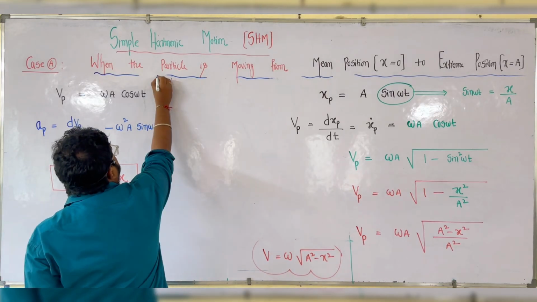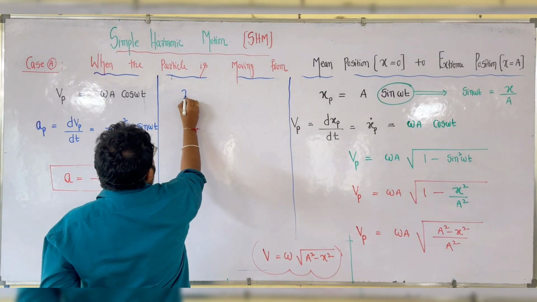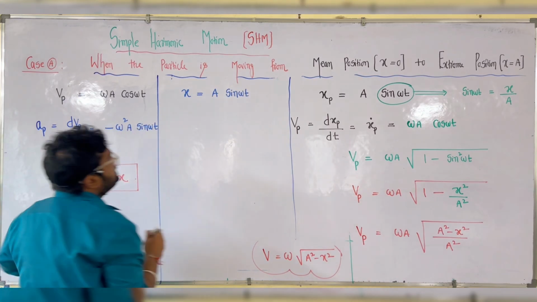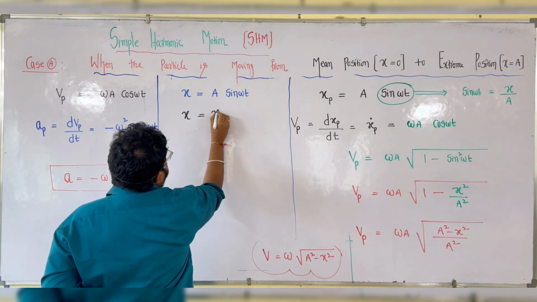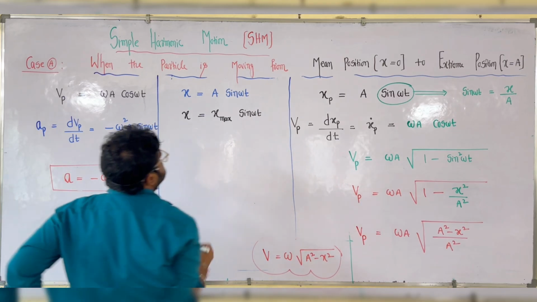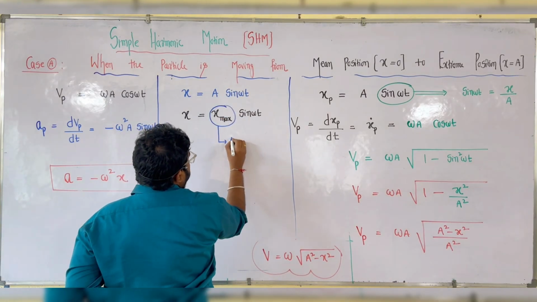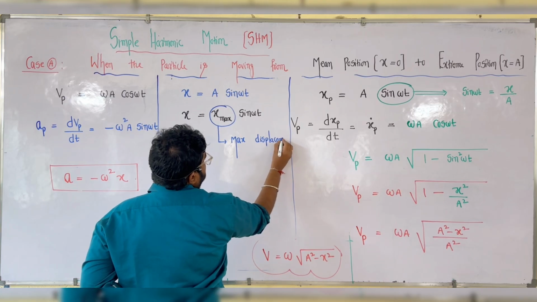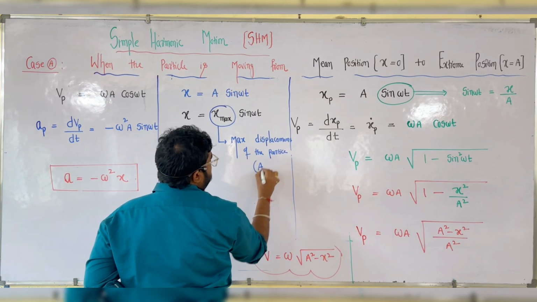So we write all of this as follows. x equals a sin omega t. How can we write this? x equals x maximum into sin omega t. This is the maximum displacement of the particle, so called amplitude.